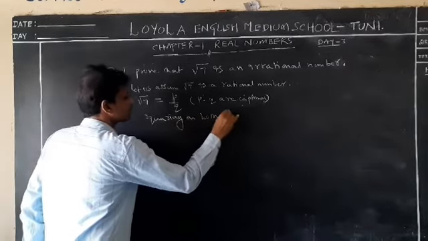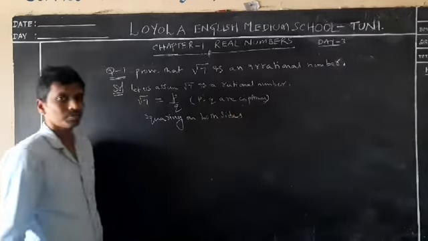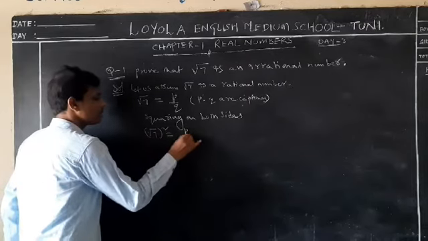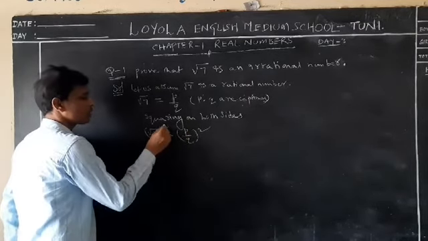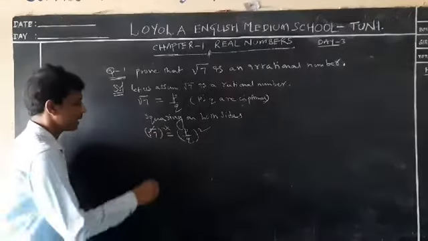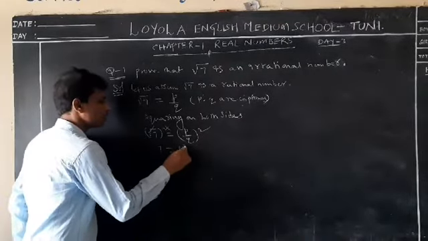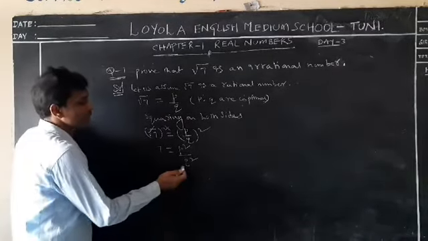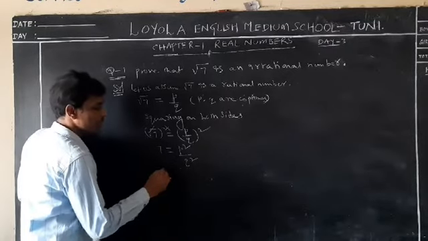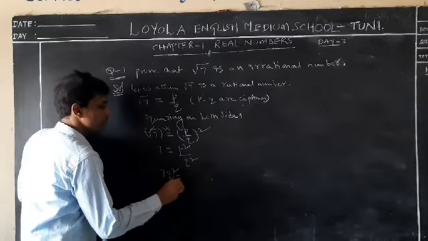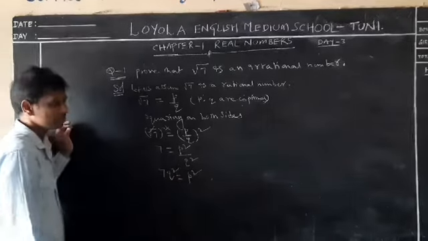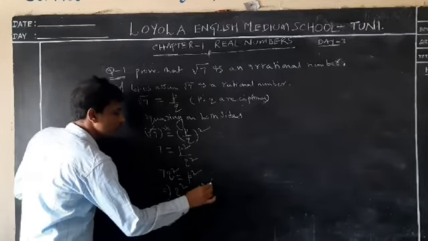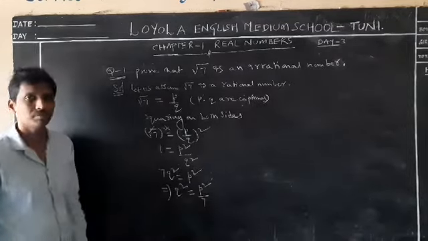Squaring on both sides. Root 7 whole square is equal to p by q whole square. We know square and root will be cancelled. 7 is equal to p square by q square. If q square comes to LHS, 7q square is equal to p square. From this, what should I say? q square is equal to p square by 7.